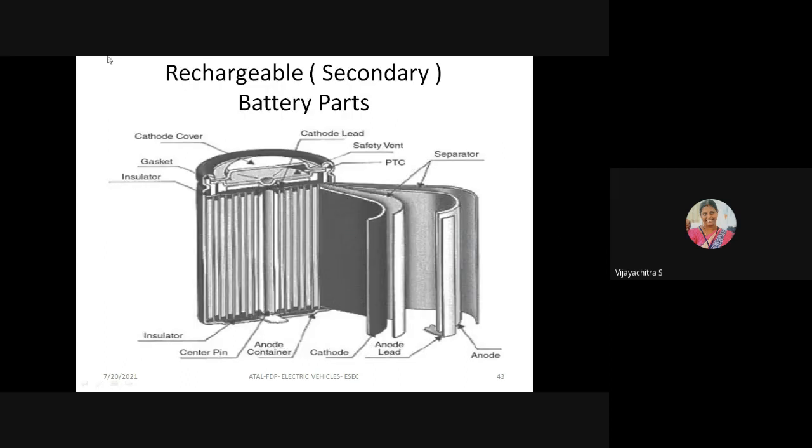This is about the rechargeable secondary battery parts. I don't want to explain all of these; I just want to show a snapshot of the internal battery parts. There are insulators, center pin, anode container, cathode, anode lead, and anode. These two are the separator. There will be a PTC and vent, cathode lead, cathode cover, gasket, and certain insulation parts. These are the various parts behind the lithium ion battery, the rechargeable battery parts of the electric vehicle battery.